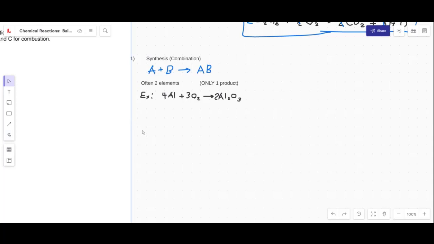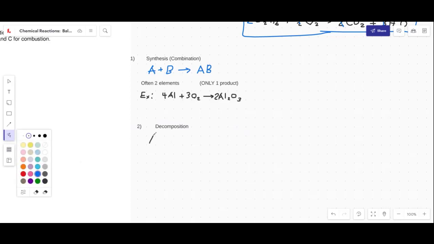So now type number 2. This would be decomposition. And decomposition reactions, this is actually what, Ethan, you were talking about earlier. Decomposition reactions are the opposite of a synthesis reaction. So this is AB goes to form A plus B. A compound breaks apart into multiple pieces.